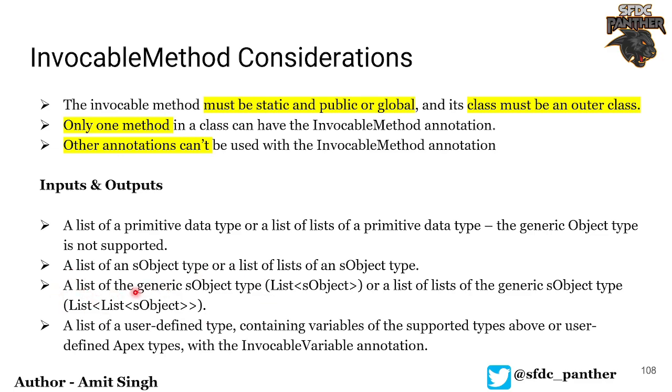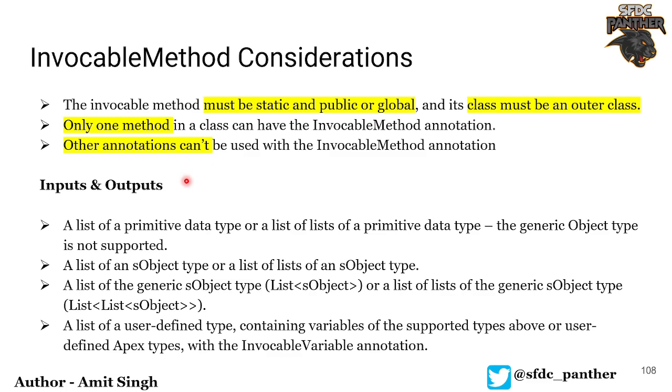This is again the input. And then we have a list of user-defined data types. That can be your Apex class with the variables annotated as InvocableVariable. Those variables can also be accepted as a part of input or can be sent as a part of output. So basically these considerations are for both input as well as output. This is the simple information which is important about our invocable methods.